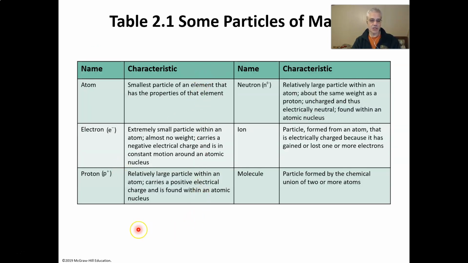Here's our handy-dandy chart. It recapitulates all of the things that you need to know about an atom, an electron, a proton, a neutron. What's an ion? Remember, an atom, by definition, I'm going to reiterate this, you're going to see this on a test, by definition, an atom has a neutral charge. It does not have a positive charge. It doesn't have a negative charge. If that atom has a negative charge or a positive charge, it is called an ion.